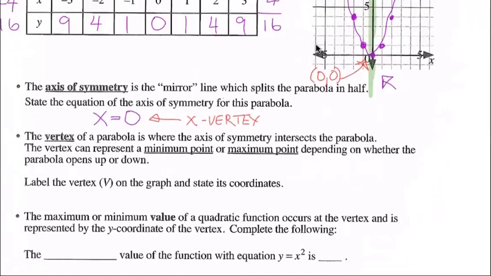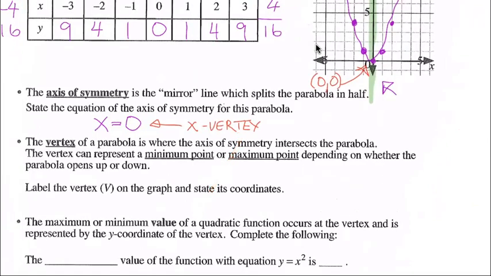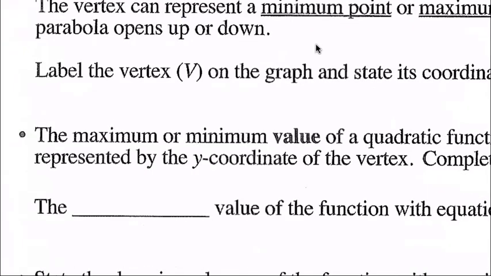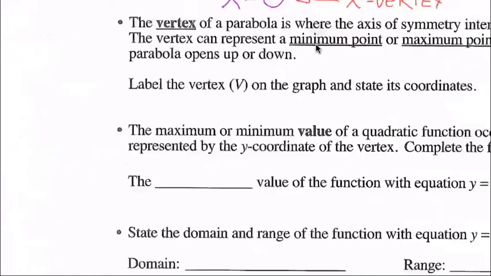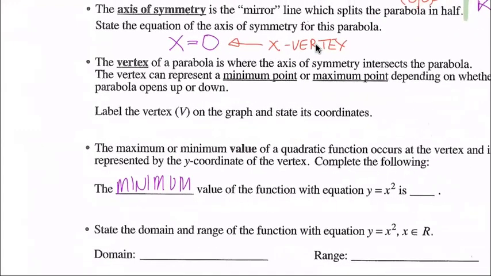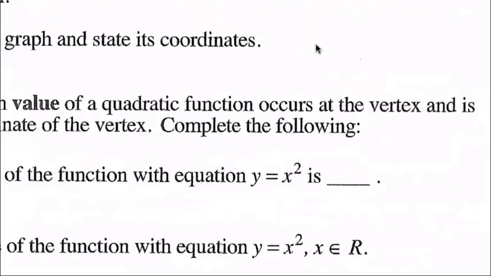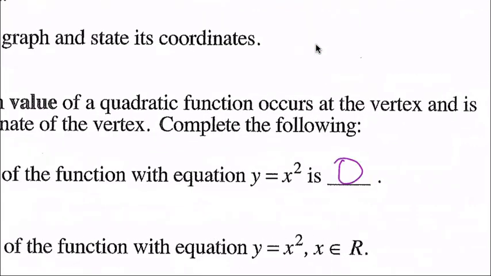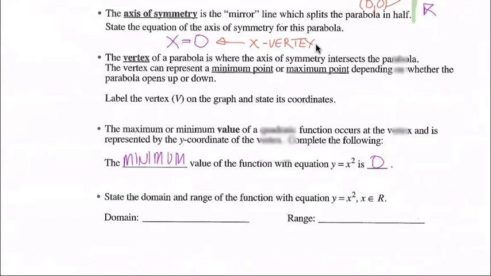Complete the following. Do we have a maximum or a minimum? We have a minimum. Wrong color, purple. We have a minimum value of the function with the equation y equals x squared. That minimum value is 0. It's the y value of the vertex.